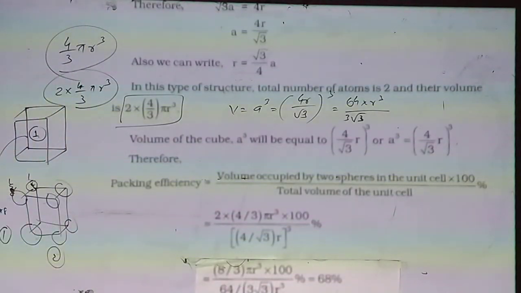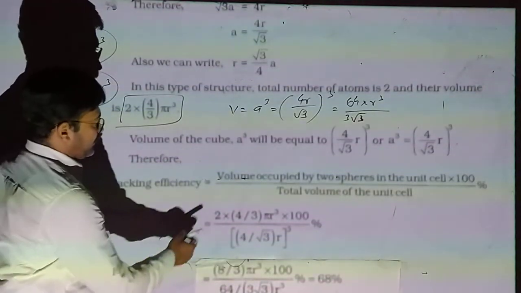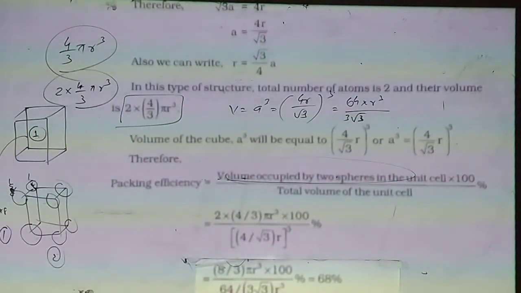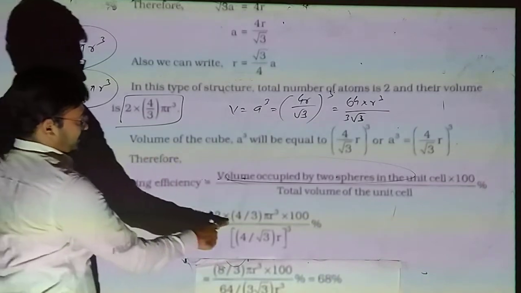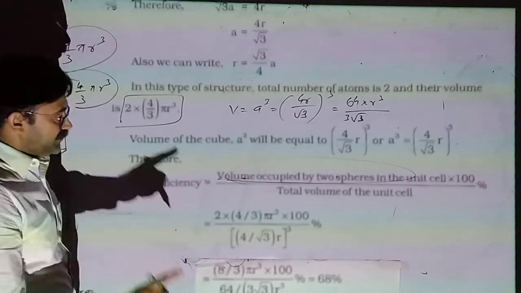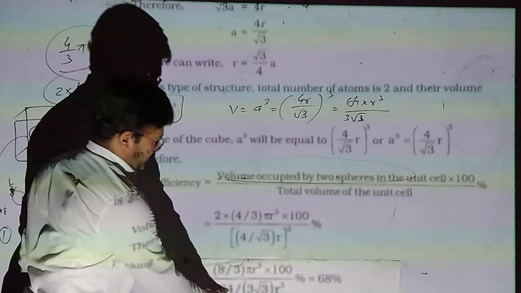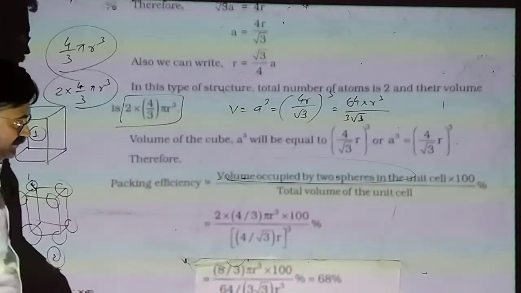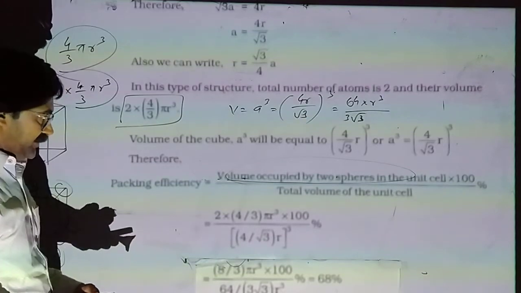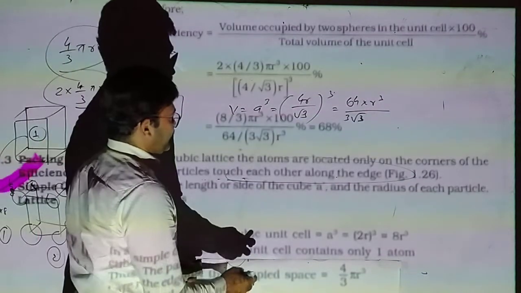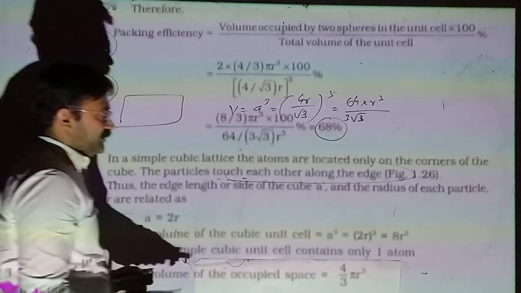So here you can see packing efficiency is the volume occupied by the spheres in the unit cell. So 2 into 4 by 3 pi r cube into 100, upon 64 divided by 3 root 3 r cube. When we simplify, it gives 68%.